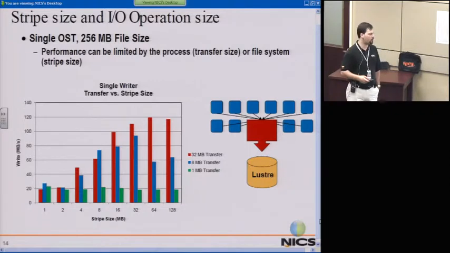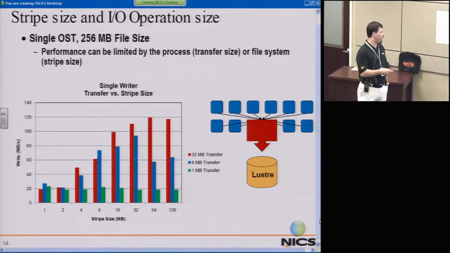So the results of this are trying to investigate the interaction between the stripe size and how much data I'm actually writing. So we have a couple of graphs here. There's a red bar, a blue bar, and a green bar. The red bar is, in this particular test, the application writing 32 megabyte chunks of data. The blue bar, it's writing 8 megabyte chunks of data, and the green bar, it's writing 1 megabyte chunks of data. So the chunks of data being written in each operation is getting smaller.